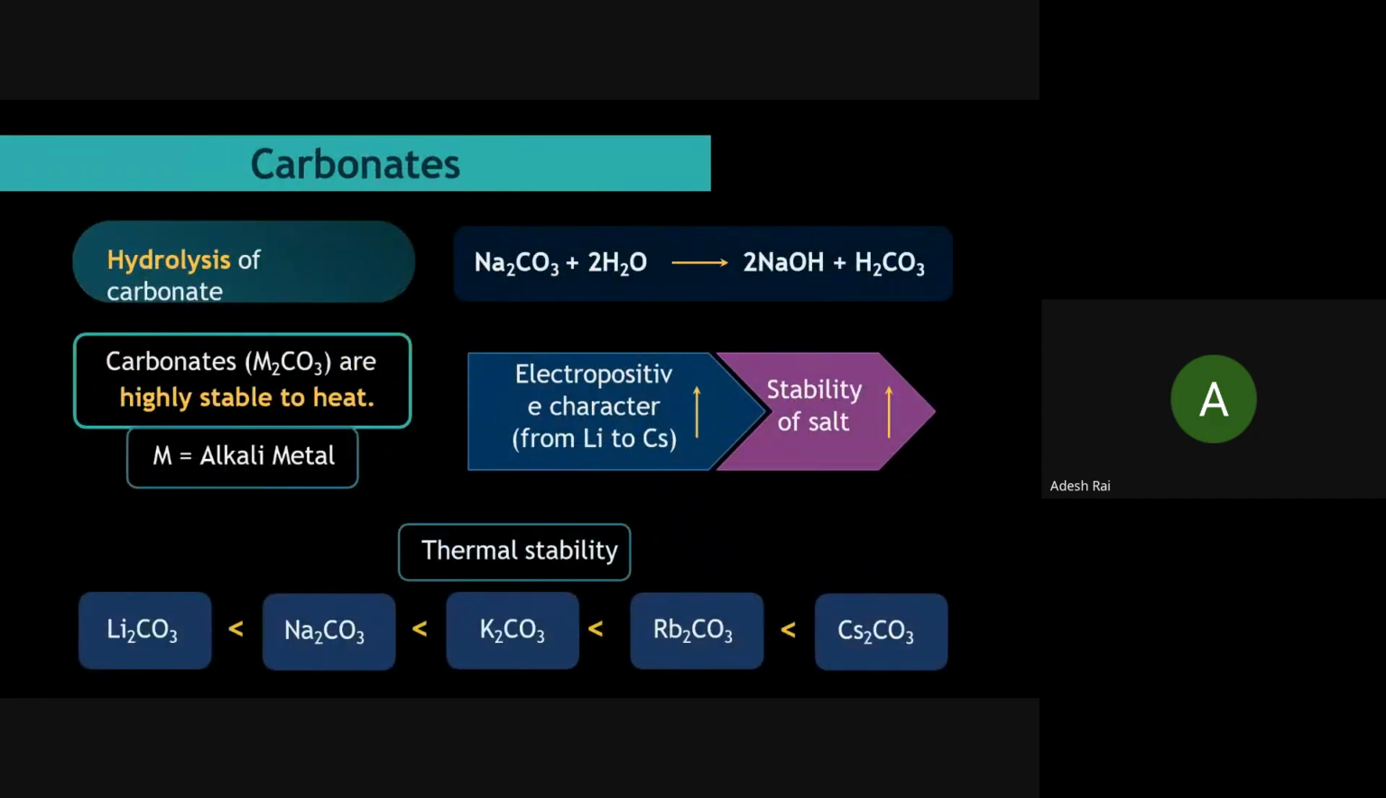Moving on. Hydrolysis of metal carbonates. So carbonates are highly stable to heat. Okay. And the thermal stability order, if you see here, let me use the laser. So the thermal stability increases down the group. Why? You have studied thermal stability while studying Fajan's rule, right? Application of Fajan's rule and all, you would have studied thermal stability in chemical bonding. Why does thermal stability increase down the group? Can anyone tell me why?